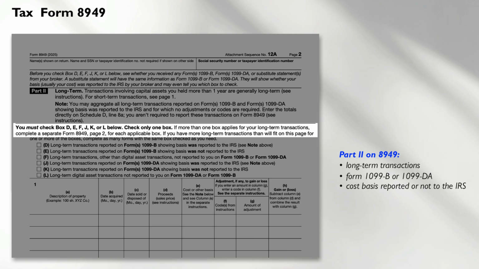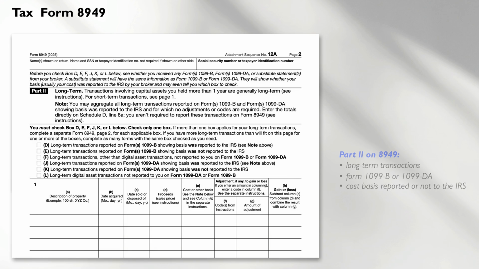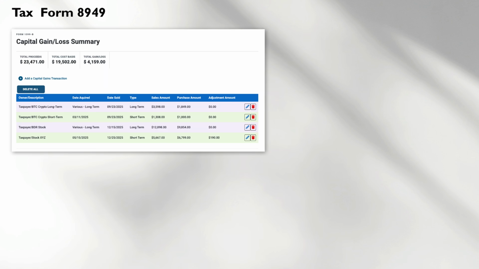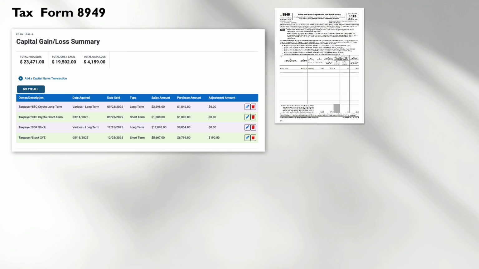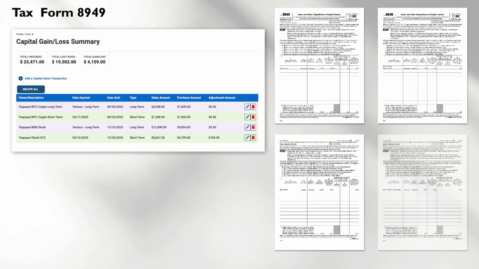Just like in Part 1, you can only check one box per page. If multiple categories apply, the tax software will generate separate pages. Now, going back to the 4 transactions we entered into the tax software, they will generate 4 separate pages of Form 8949. 2 for short-term transactions and 2 for long-term transactions.